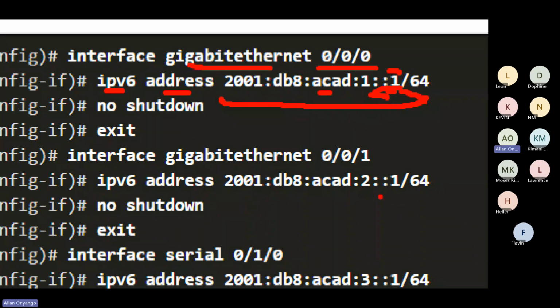Just the same way here. If this number was not here, it is just double colon /64. That is an address that can be assigned, a usable address. But if the number is not there, it is a network address.